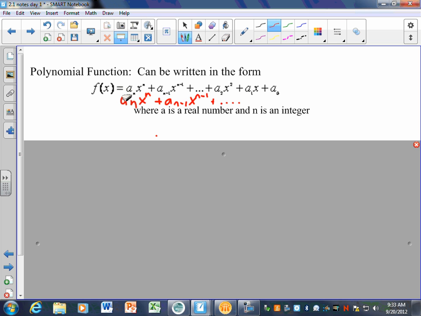But here's the big definition here, and this is a lot of math talk. A has to be a real number, which means A can be anything but imaginary numbers to be a polynomial. More importantly, n has to be an integer. What is the definition of an integer? Or maybe, what could you tell me is not an integer?